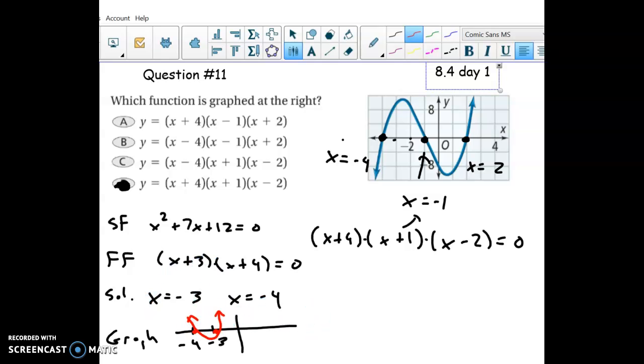So for this question, we took the graph, wrote the solutions, then wrote the factored form, and that's what we had to match up with, the factored form. So this answer is just the polynomial in factored form. All right, hopefully that helps. This is a good review and stuff that's super useful for whatever math class you take next.